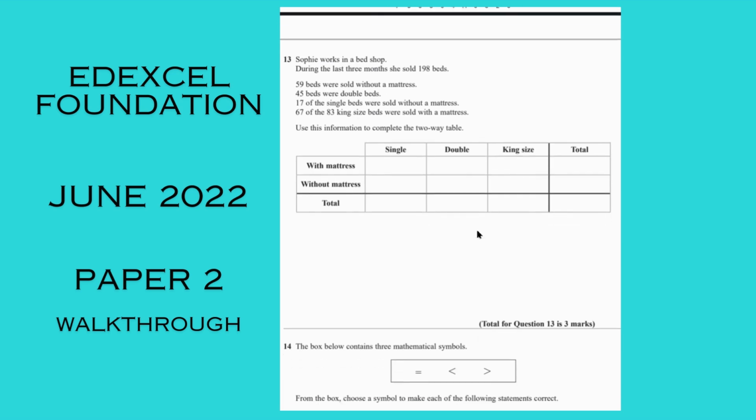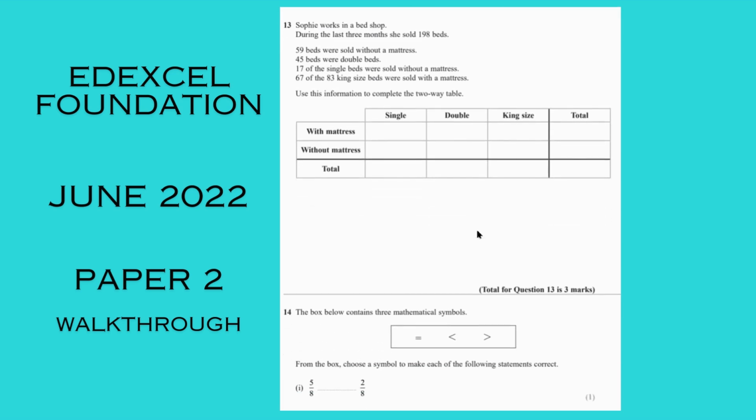Two-way table, number 13. So as always, one thing at a time, one line at a time. She sold 198 beds. 59 were beds sold without a mattress. In goes the 59. But before you read on, always ask yourself, are there any others I can fill in? And the answer is yes, 198 take away 59 gives you 139. 45 sold were double beds. Nothing else to fill in.